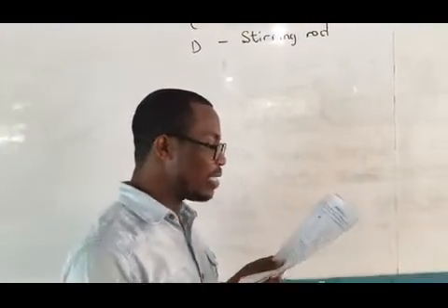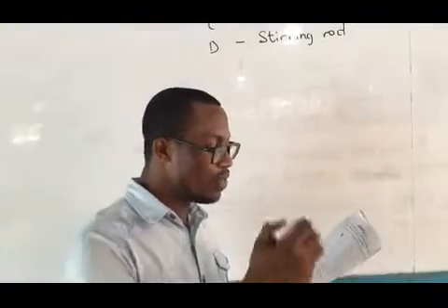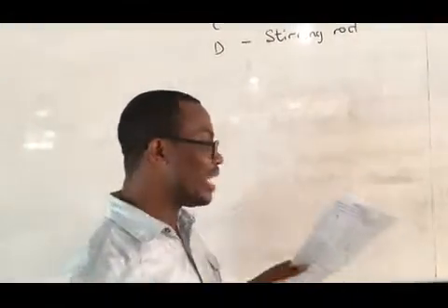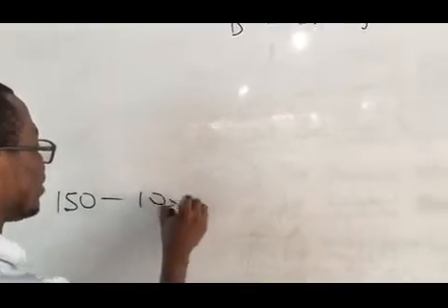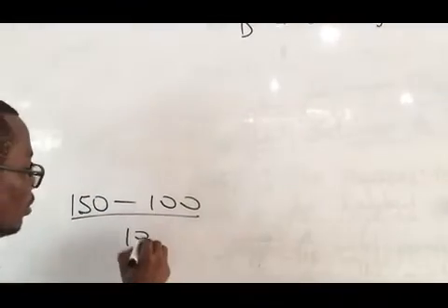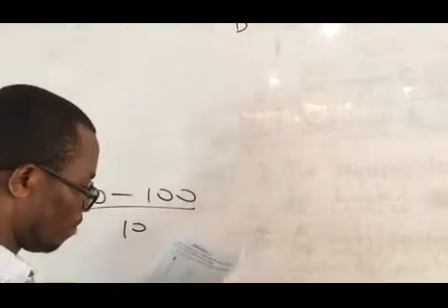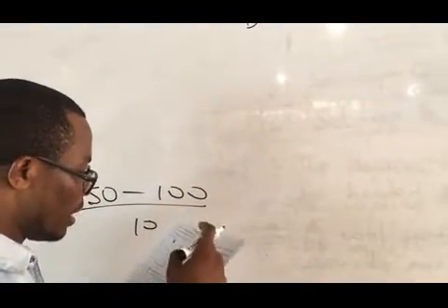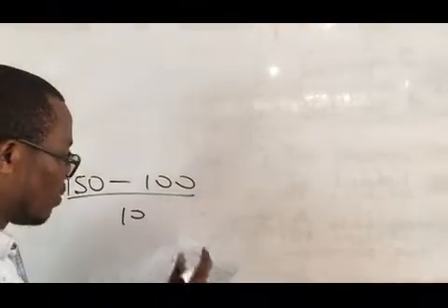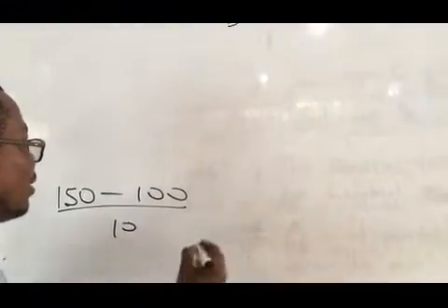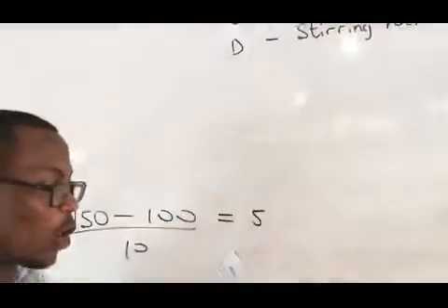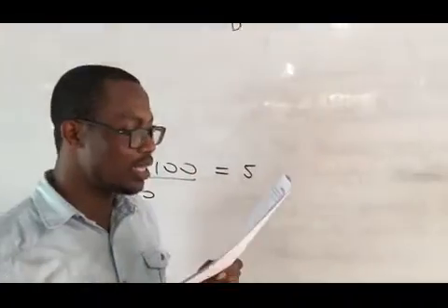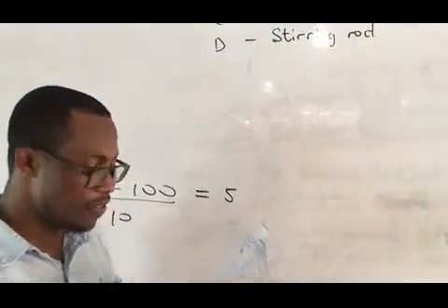If you take the 100 and the 150, and you count the divisions between them, you realize that there are 10 divisions between them. So if you want the value of each division, it will be 150 minus 100 over 10, that is, 150 minus 100 over the number of divisions between, which is 10. And that'll give you 50 over 10, which is equal to 5. So it means that the value of each of the smaller divisions you are seeing there is 5.